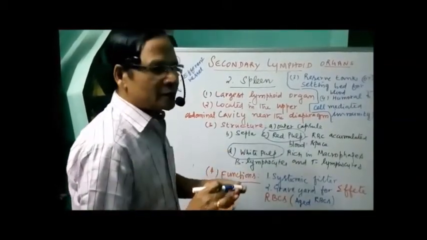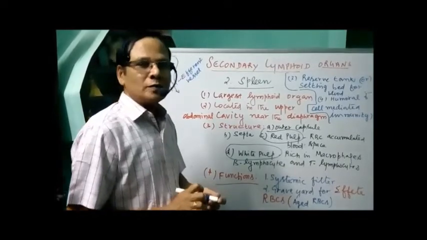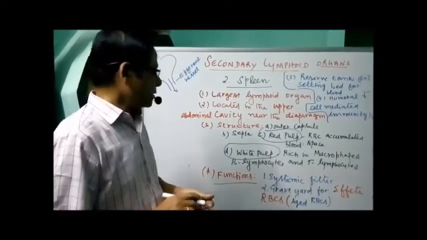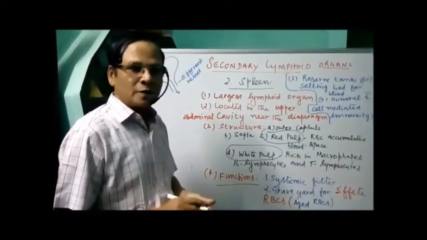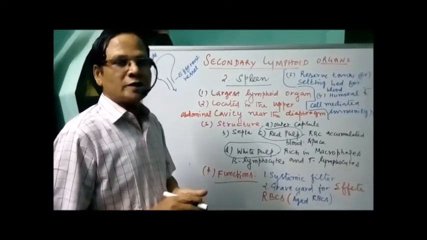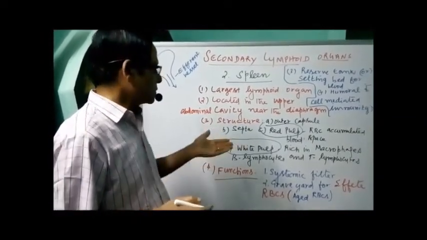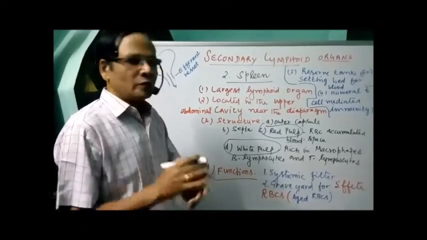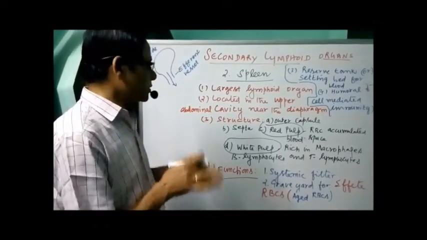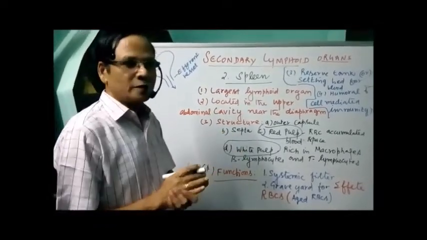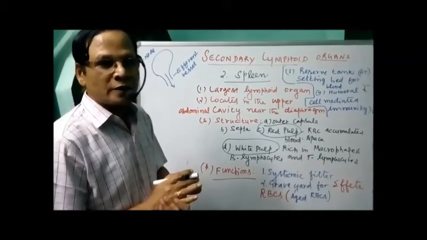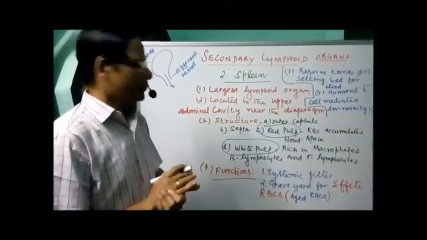Now the red pulp region is characterized by an accumulation of blood with more RBCs. And the white pulp region is nothing but the lymphoid region containing the lymphocytes, that is also the macrophages. So we have both B lymphocytes and T lymphocytes found in the white pulp region, and that is a major lymphoid region of the spleen.